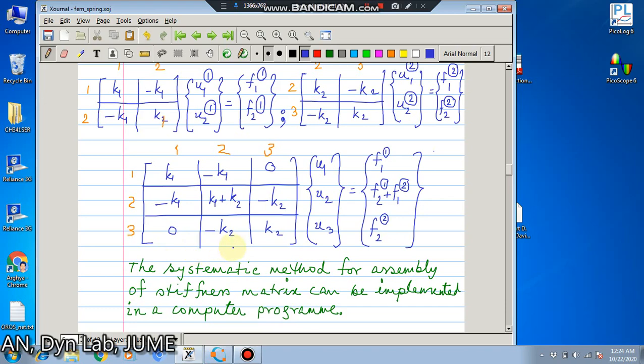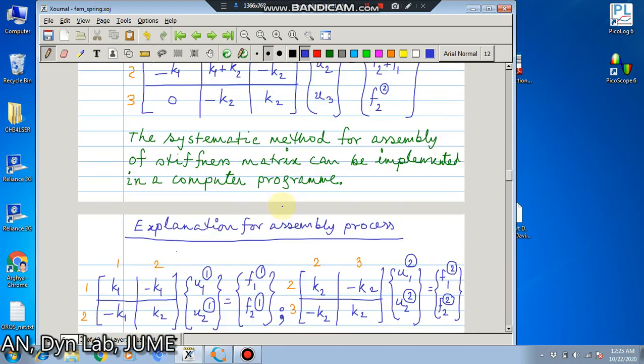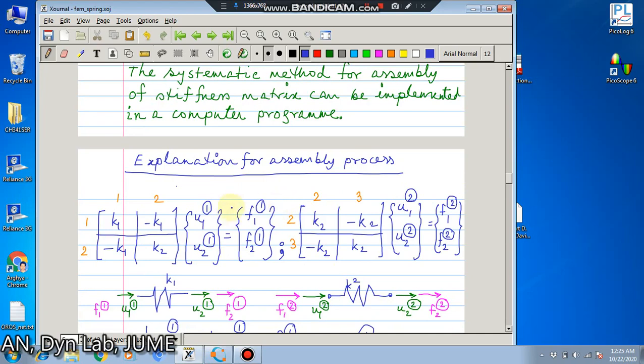But the next thing we want to see is whether the stiffness matrix which we have got here, and the force vector which we have got here on the right hand side, are correct. If we apply equilibrium equations, do we get the same thing? So this is an explanation.